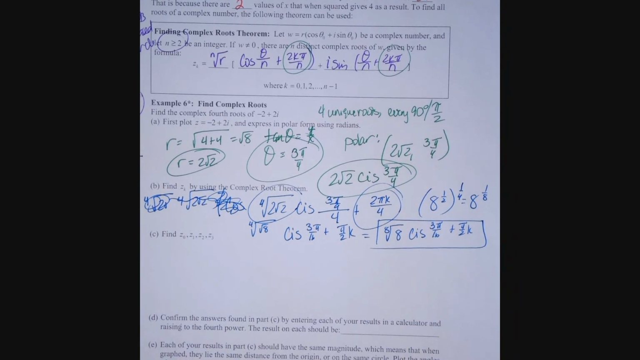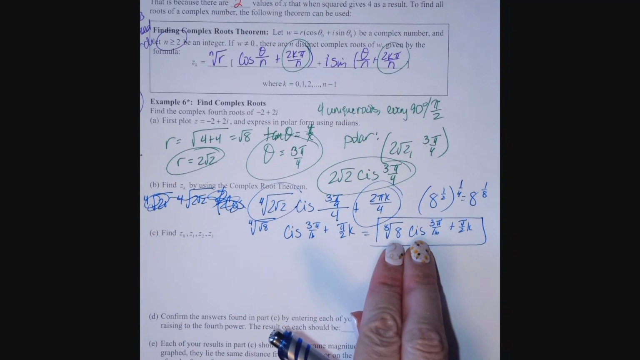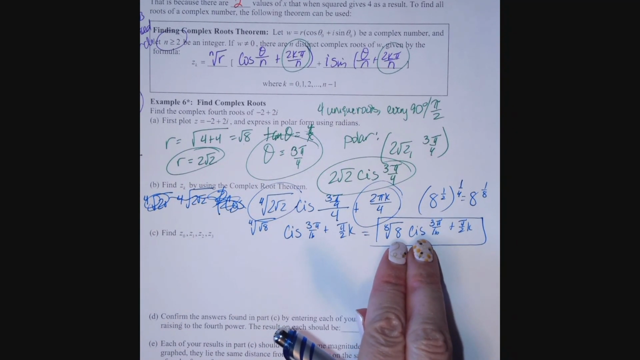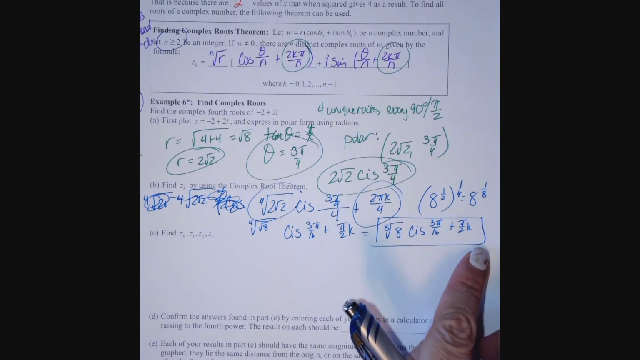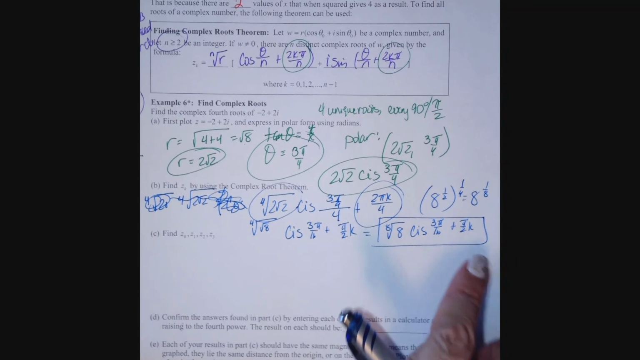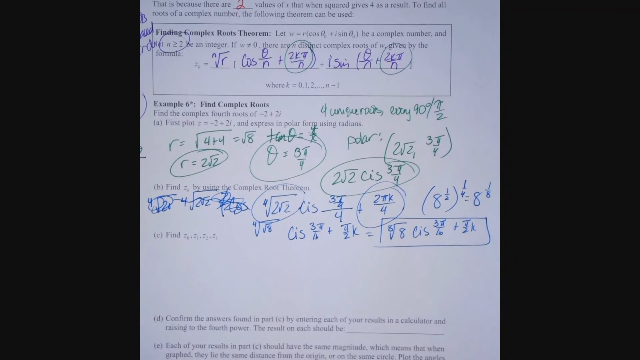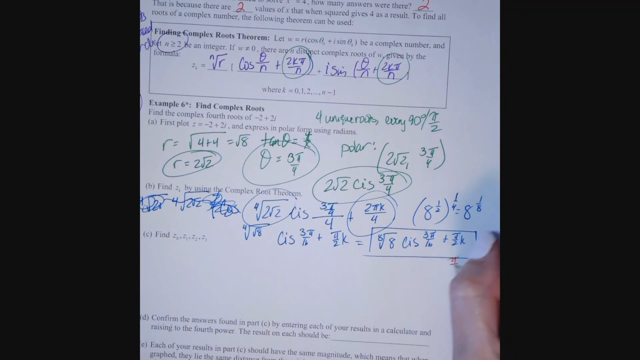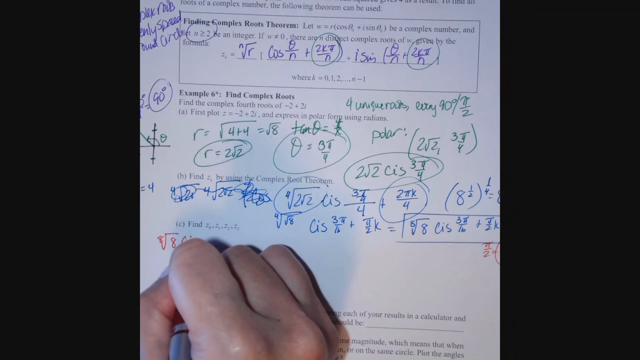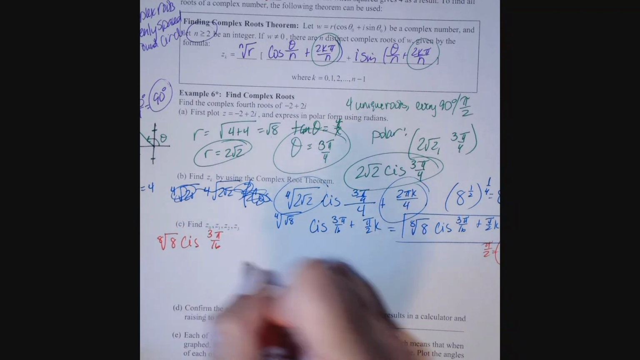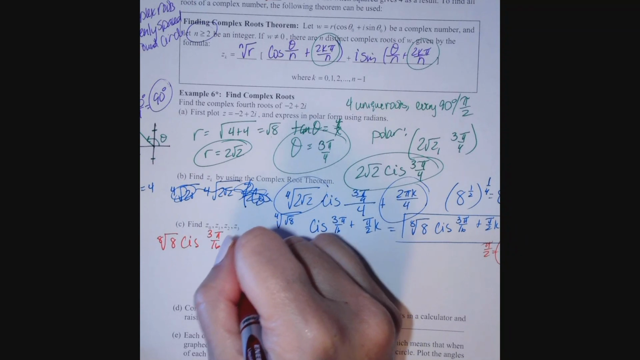So to find my fourth roots, my first one is going to be here, and my next one is going to be here plus pi half. Then the third one will be plus another pi half, and the fourth one will be plus another pi half. Well, what is pi half in terms of 16ths? Pi half is going to be 8 pi 16ths. So that's what I'm adding every time, 8 pi 16ths. So for my first root, I have 8th root of 8 CIS 3 pi 16ths, and that's z sub 0, the first root.